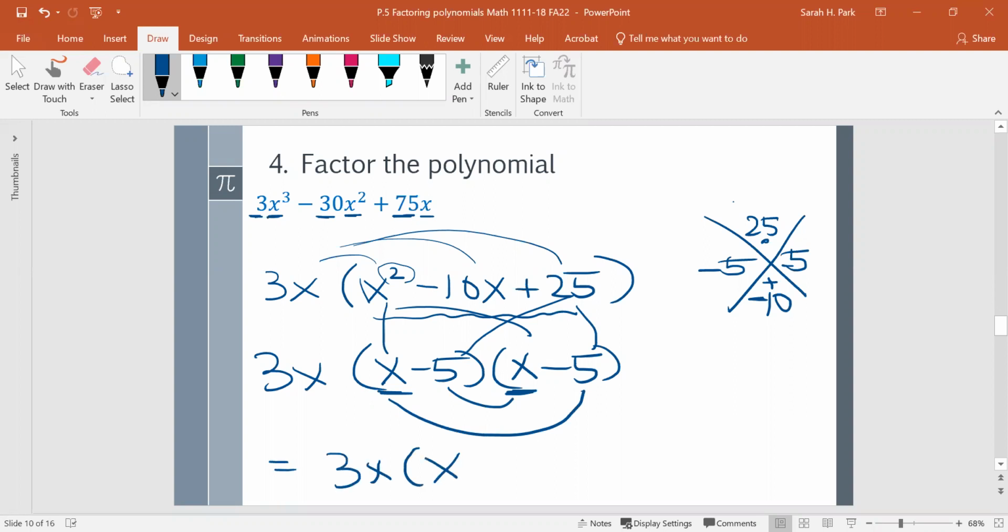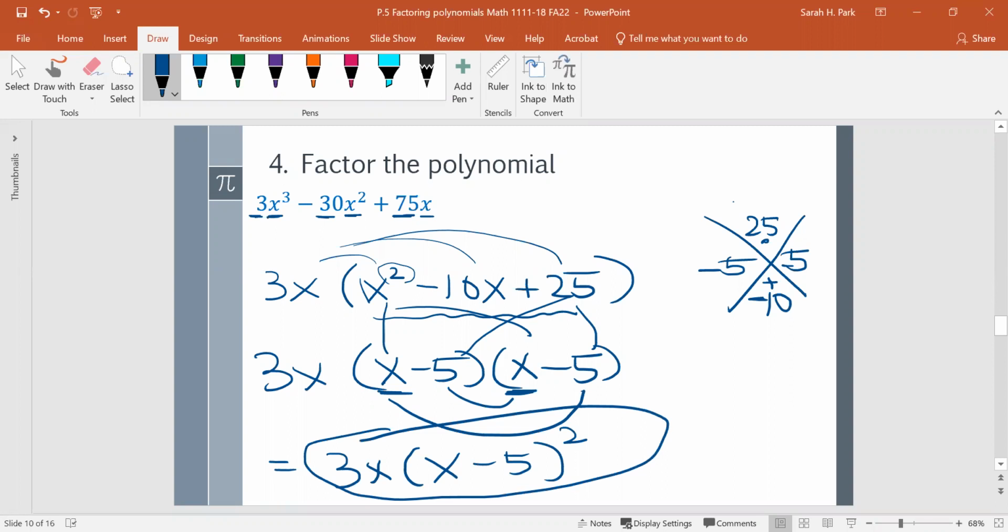We have 3x, x minus 5, x minus 5. Condense that to 3x, x minus 5 squared. All right, so that's number 4. Let's go to the next type of factoring.